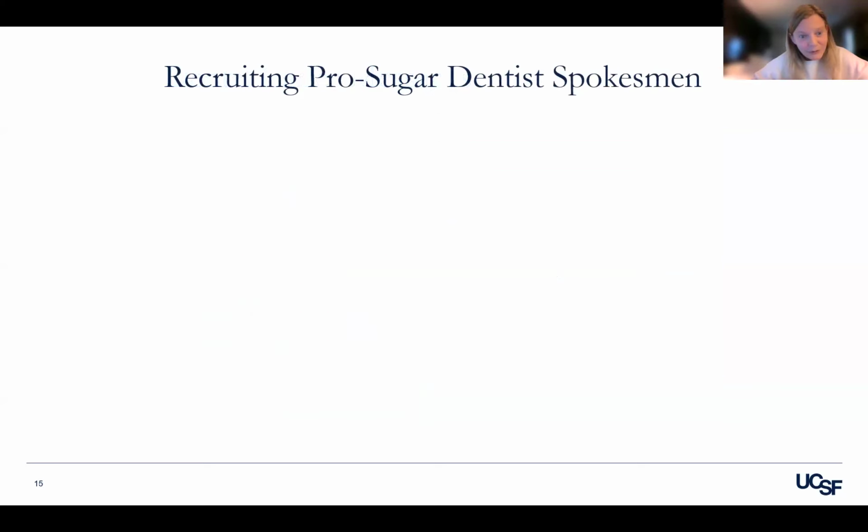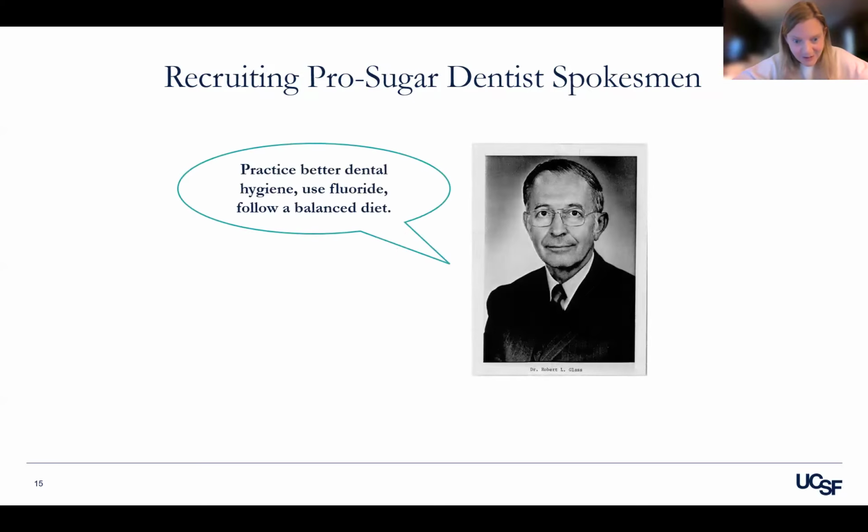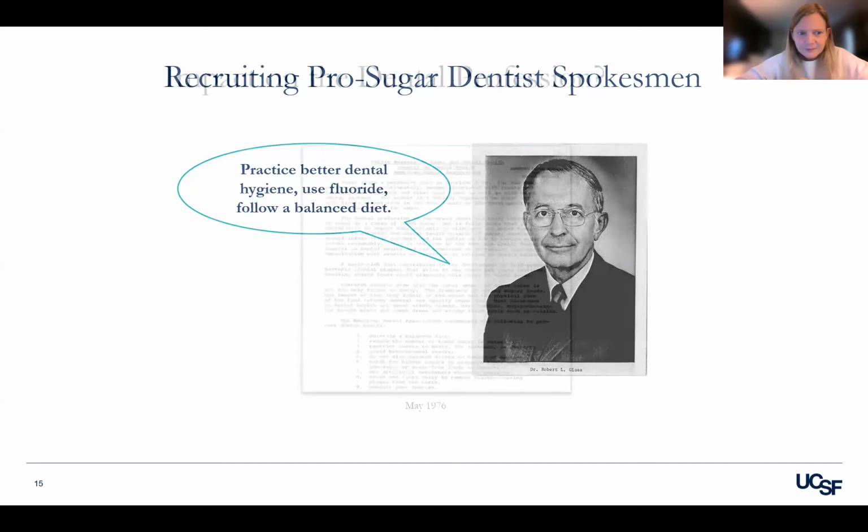And then, of course, they recruited pro-sugar dentist spokesmen. So here's an example of Dr. Robert Glass saying that it's better to practice dental hygiene, use fluoride, and follow a balanced diet, which sounds good, but they're purposely leaving out the word sugar, and they're leaving out advice to reduce sugar.